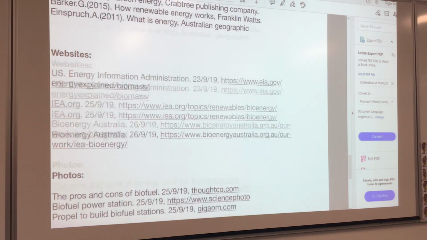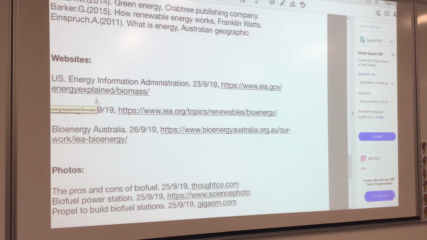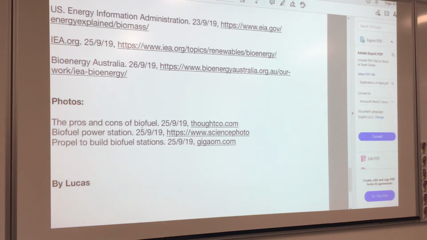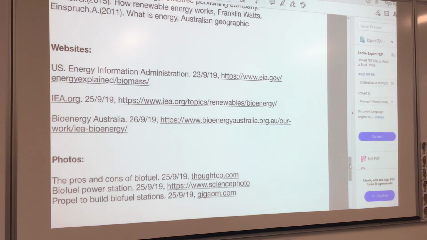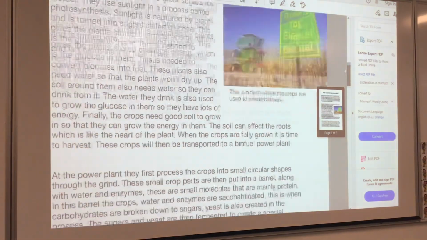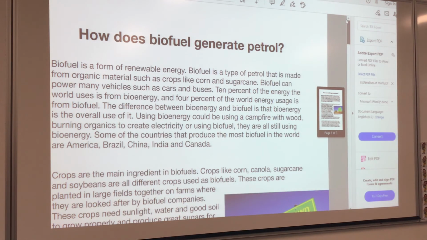We want to see that you have things like books and websites, and that if you add in photos or diagrams, you reference those as well. Videos too, make sure you reference videos. If you need an opportunity to go to the library to get books, make the time to do that. Do we have to reference every website we use? You reference every website that you get information from.